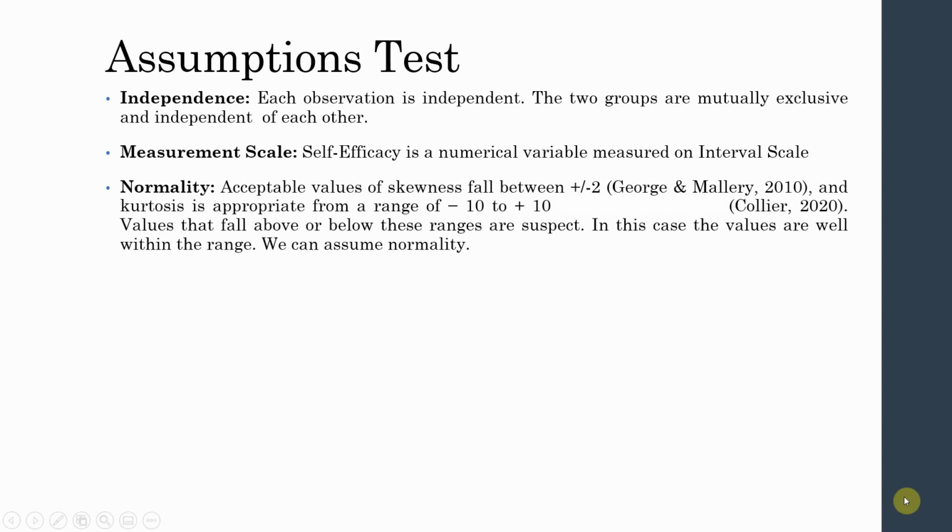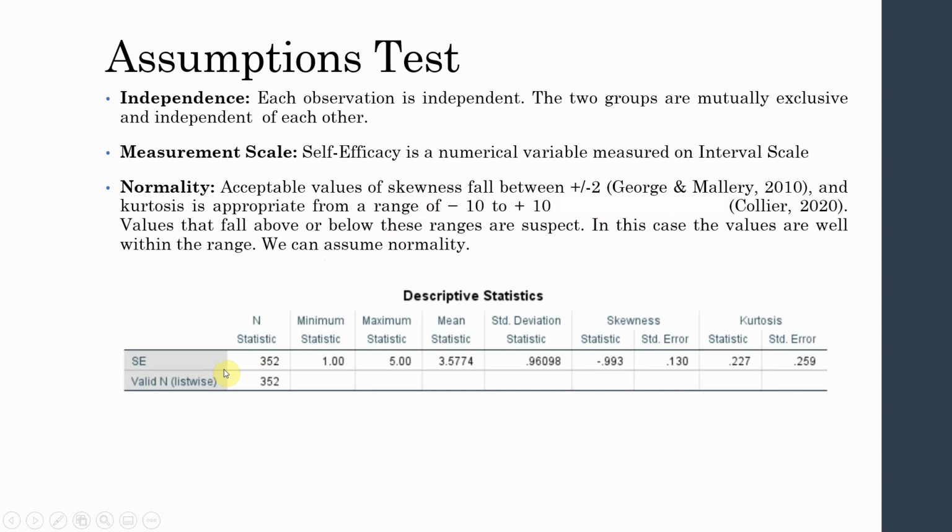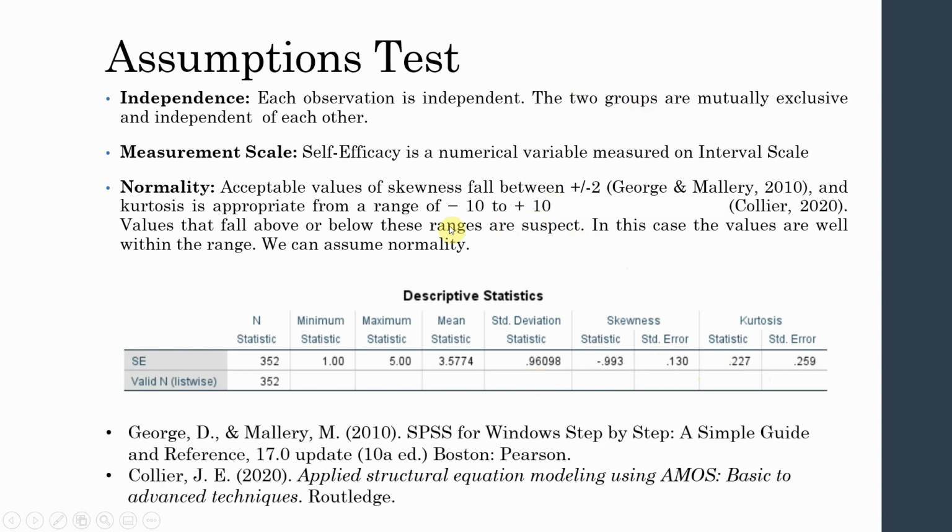Normality. Now these are the assumptions of normality. In order to check this assumption, you need to make sure your skewness falls between this range and kurtosis falls between this range. Now in this case, the values are well within the range. How? Have a look here. Self-efficacy, your skewness is minus 0.993, which is within the plus minus 2 range, and your kurtosis is 0.227, which is obviously within this range. And here are the references for your skewness and kurtosis values.